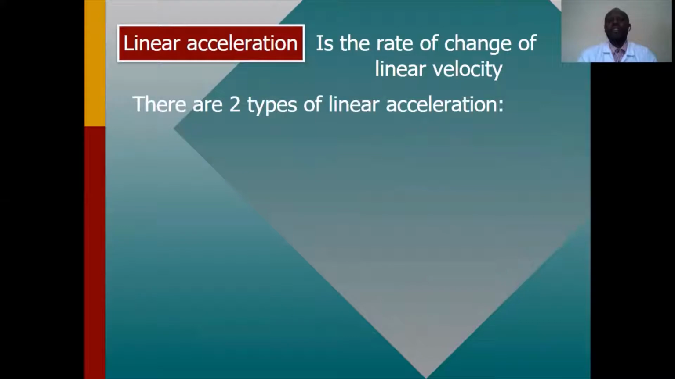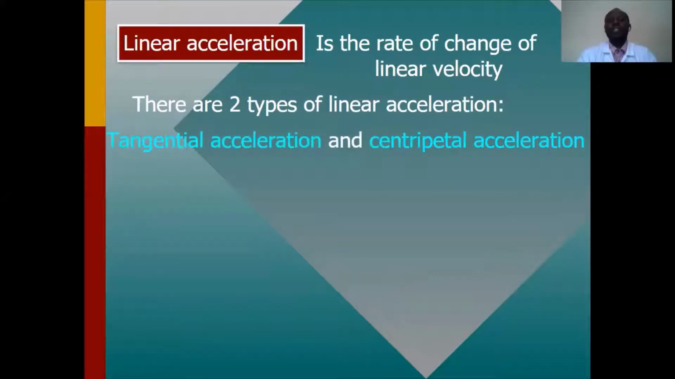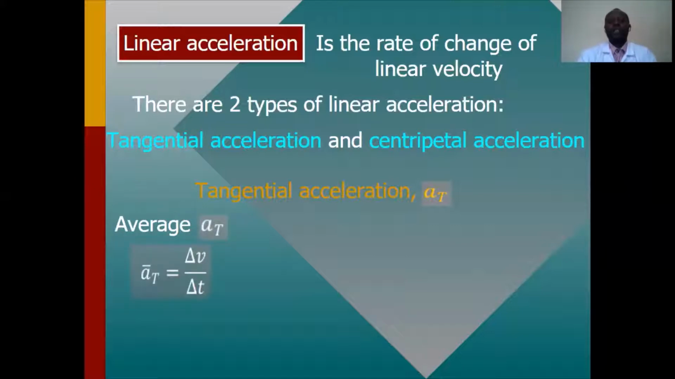We have two types of linear acceleration: tangential acceleration and centripetal acceleration. Tangential acceleration, noted as a_T, has two forms: the average tangential acceleration, which is equal to the change of linear velocity divided by the time interval, and instantaneous tangential acceleration, which is the derivative of linear velocity with respect to time.